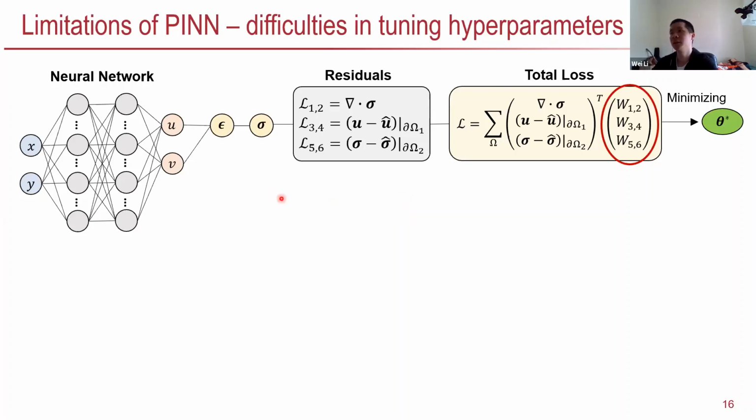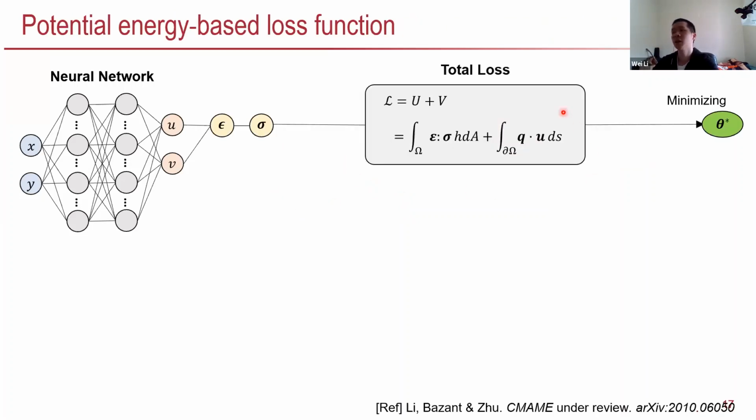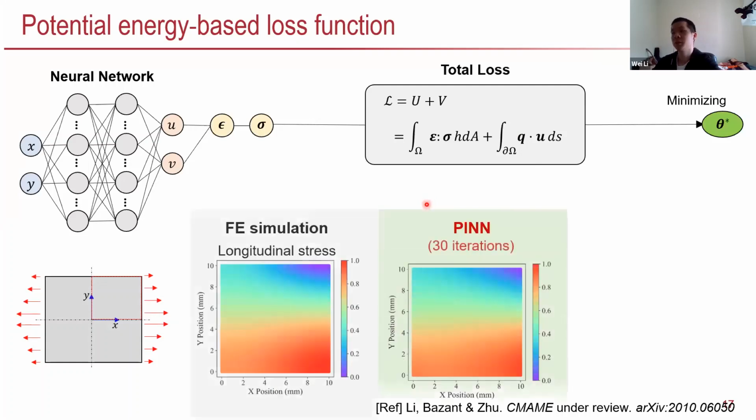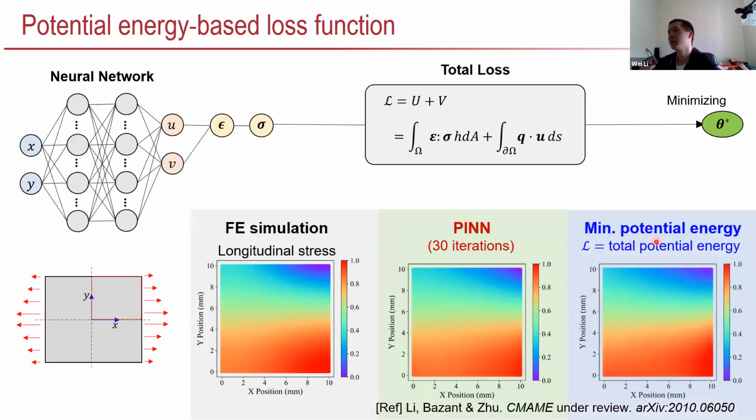Then we came up with the idea: maybe we can replace the whole PDEs and boundary conditions with some energy-based laws, because these PDEs are actually equivalent to the principle of minimal potential energy. So in this case, if we use the potential energy as the loss, we can directly minimize this energy to get the right solution. If we look at this example again, this is our prediction before, and after we use the minimal potential energy, we can also get a very similar result.